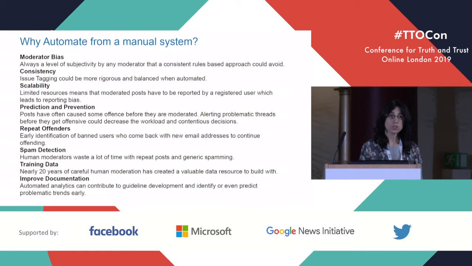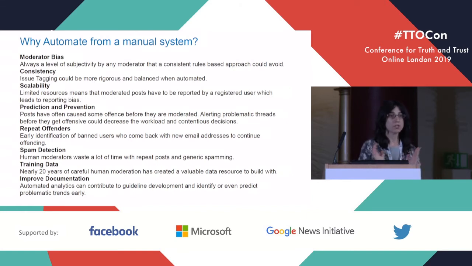Prediction and prevention. As many of you know, on social media, when things get toxic, they get really toxic and very quickly. So if there are things you can do to predict if a post or a thread is going to get toxic and kill it before it gets anywhere near that point, that could eventually make our moderators' lives much easier rather than having to pull apart the mess.